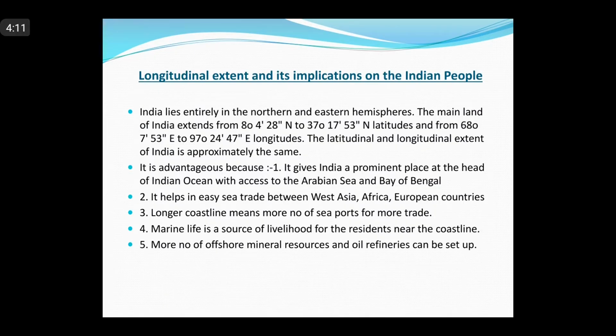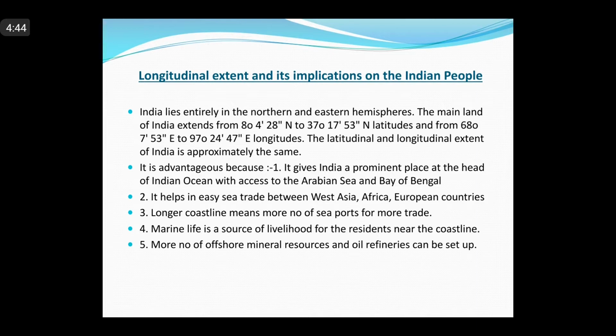Now this is one map which is showing the standard meridian and the latitudinal and longitudinal extent of India. Okay. Now, longitudinal extent and its implications. What does it mean? Its implications, impact on the people of India or on climate, vegetation, soil, all these. So let us discuss it. India lies entirely in the northern and eastern hemisphere, and the mainland of India extends from 8 degree 4 minute north to 37 degree 6 minute north latitudes, right.